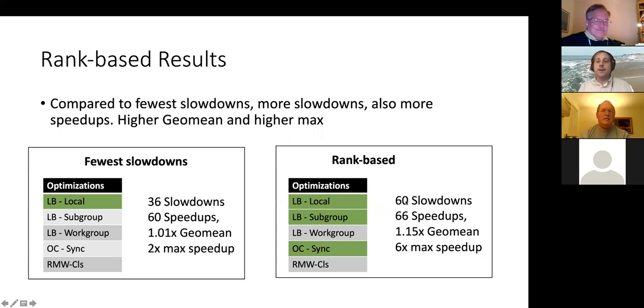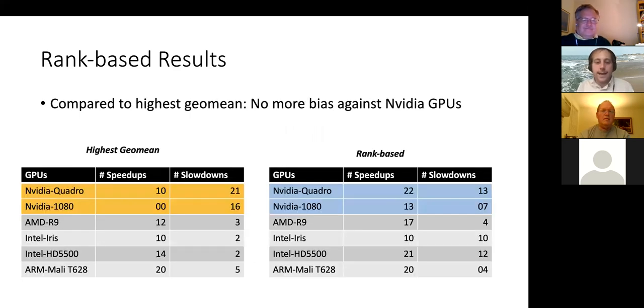So this one is already a lot, it overcomes the shortcomings of this fewest slowdowns strategy. Now, if we compare it to the highest geomean, remember the highest geomean was being biased against the NVIDIA chips. Well, because our technique is rank-based, it doesn't consider the magnitude, our new rank-based procedure is no longer biased against the NVIDIA chips, and it actually doesn't seem to be biased for or against any of the other chips.